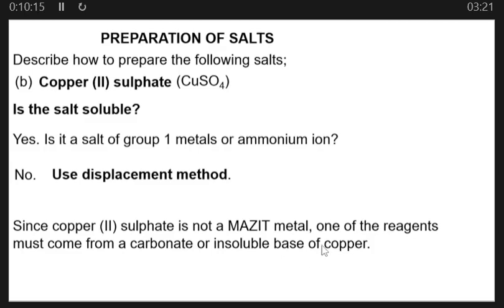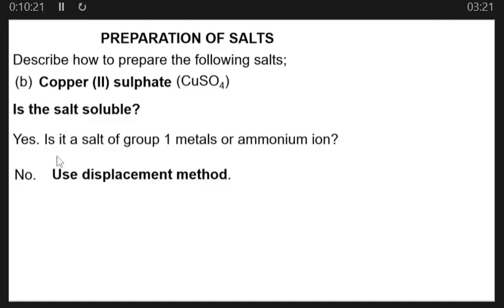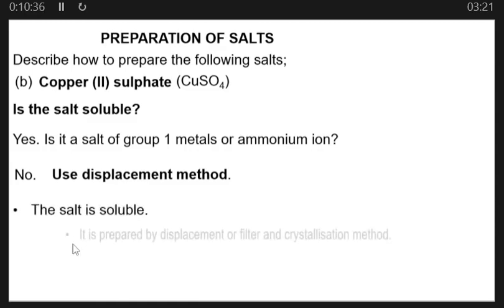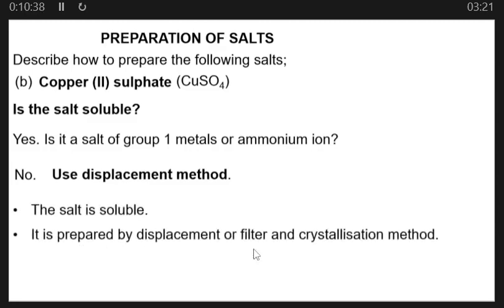All right, so now what are we concluding here? So we are concluding that copper 2 sulfate is a soluble salt. All right, then it is prepared by what? Displacement method. So we have said the salt is soluble, then it is prepared by displacement or filter and crystallization method.